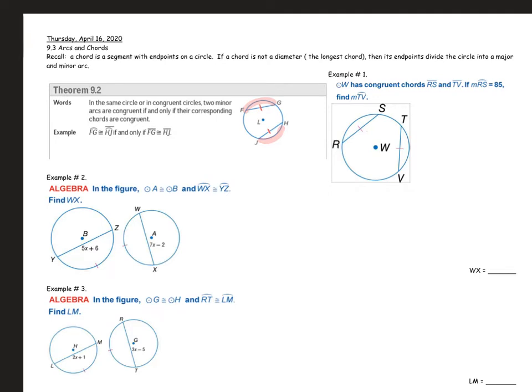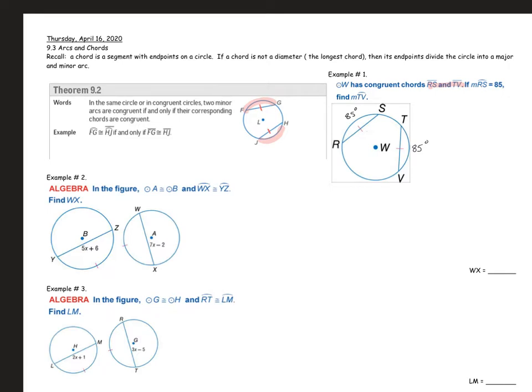So example number 1 says circle W has congruent chords RS and TV. If the measure of arc RS is 85, what is the measure of arc TV? So if I know that that arc right here is 85 degrees, according to theorem 9.2, because my chords are congruent, that means that arc TV right here is also 85 degrees. It's that simple. We're done.